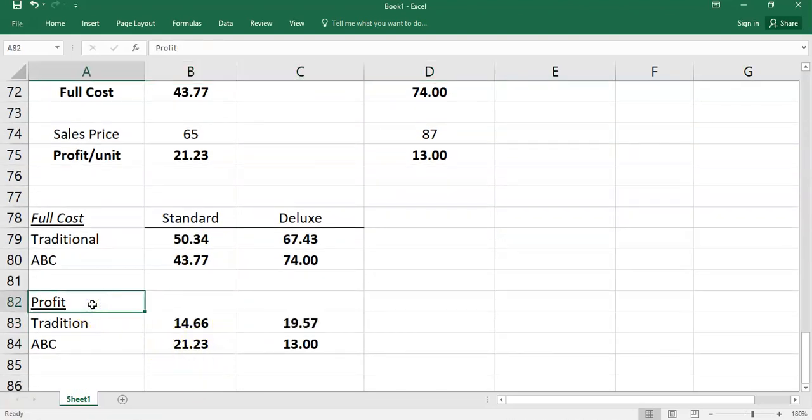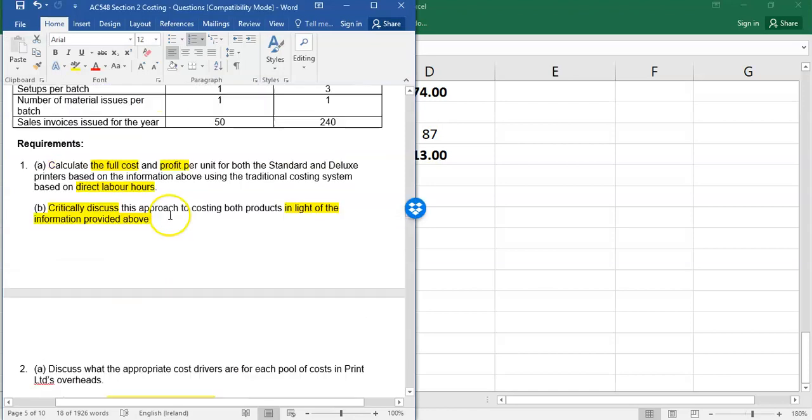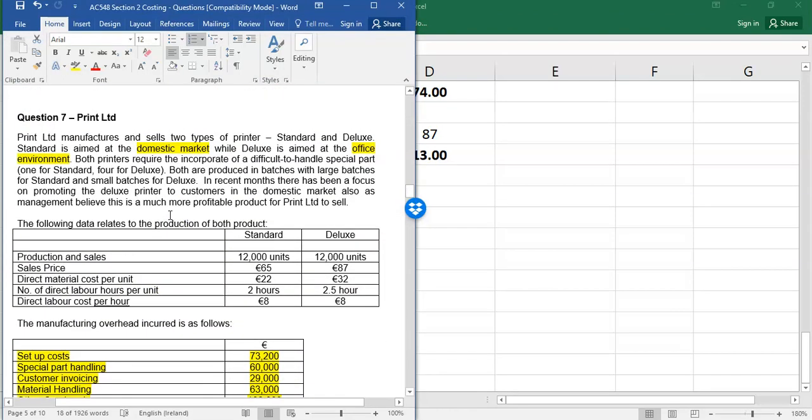Under the traditional costing system, deluxe looked a lot more profitable, but actually when you redid the costings in the ABC system, standard looks like the most profitable product that perhaps should be promoted more than deluxe. So what we're looking for is your ability to use those numbers and to give some relevant insight. So that is looking at the print limited question from your question pack.